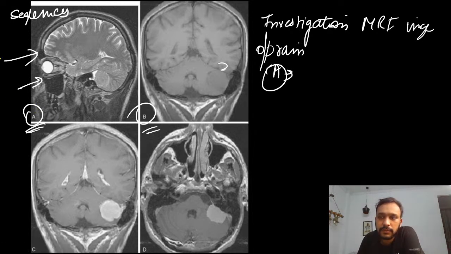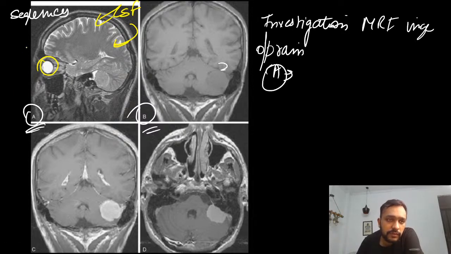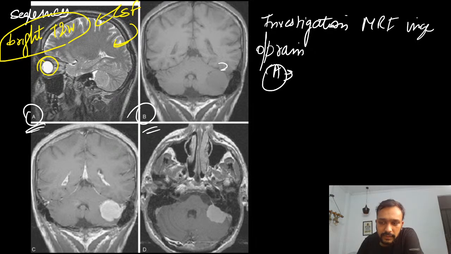Very good. Okay, so image A is your T2 weighted image. Why is it a T2 weighted image? Because if you just have a look at the sulcal spaces, these sulcal spaces have CSF within them and the CSF is appearing bright. Okay, just have a look at the orbit. The vitreous humor looks bright on T2 weighted image. That is why this is a T2 weighted image.